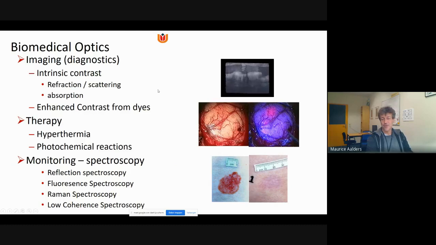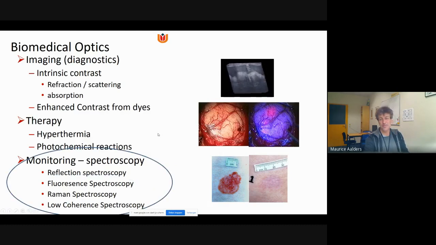You've heard about biomedical optics. You've heard a lot about the application of light in medicine. From all the toolboxes that we have, I will specifically go more into monitoring spectroscopy, which is a very common technique, of course. It's used a lot in analytical chemistry, but we're also doing that in medicine, which is slightly more complicated.